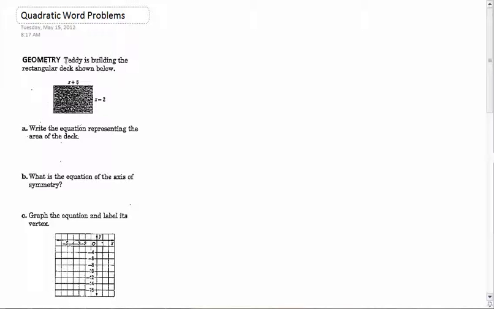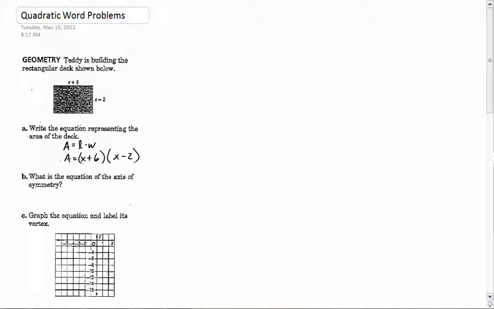Well, we know that area is equal to length times width. And so if we take the length of this, which is, I think that's supposed to be an x plus 6, and we multiply it by the height or the width, which is x minus 2, that should give us the area. So now the second question asks, what is the equation of the axis of symmetry?